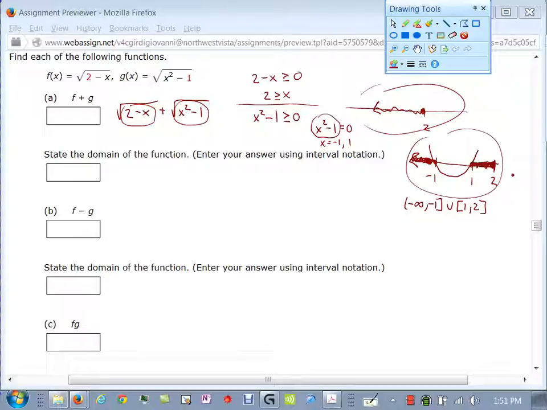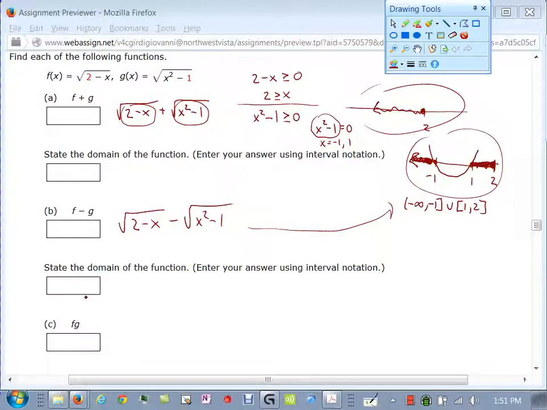Okay, next thing. That was a domain there. What's f minus g? So if I do f minus g, the only difference is subtraction between them. And nothing in the domain changes because we still have the same conditions as far as what we need to keep from being negative underneath. So we have the same domain.